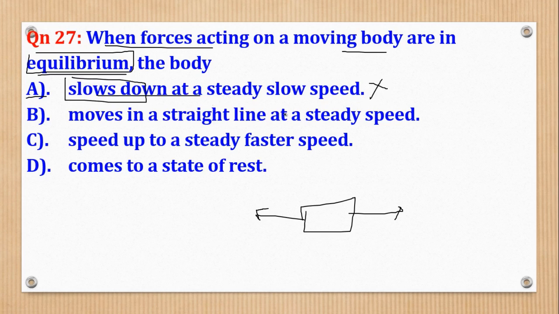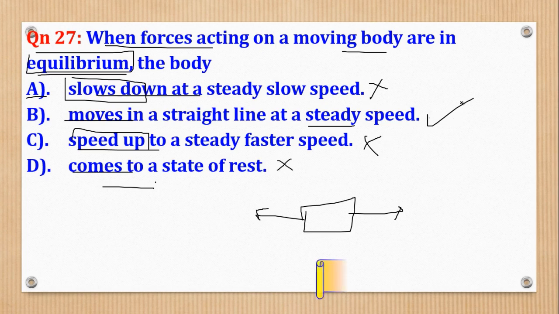Moves in a straight line at a steady speed. This is okay because there is no change, there is no acceleration, and there is no change in velocity. That's why this word steady means there is no change in velocity. Moves in a straight line. Okay. Speed up. So this word speed up is what makes this not okay. Comes to a state of rest. So this word comes to means it was moving, then it stopped. It is not okay. So the only option is B.